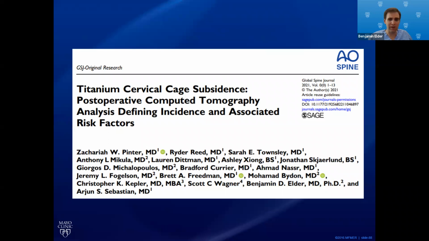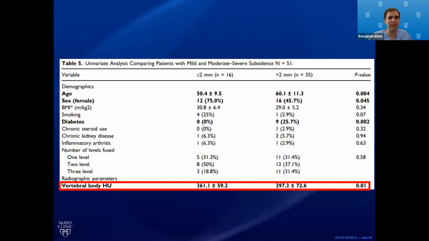And then this is a paper we did at Mayo recently looking at subsidence in ACDF, and again we found patients with significant subsidence of more than 2 millimeters had much lower Hounsfield units than those without subsidence or with mild subsidence.